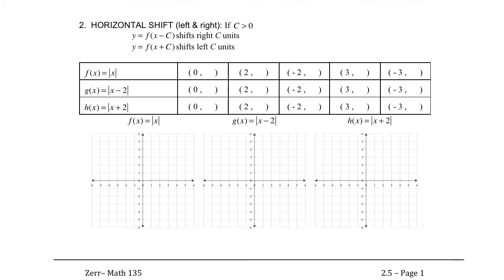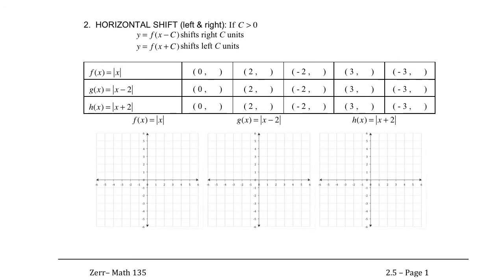Okay, so if I have my original parent function as absolute value. All right, so our original parent graph, we've got 0, 0, and 2, 2.